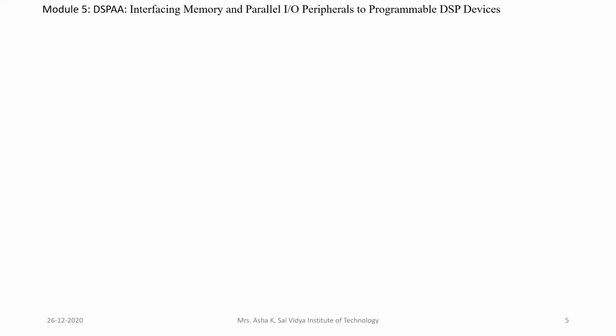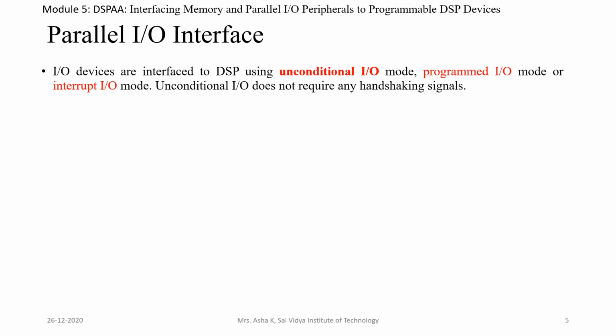Now we will discuss the parallel input-output interface of the DSP processor. Here the input-output devices are interfaced to the DSP using 3 different modes. The first mode is unconditional input-output mode. The second one is programmed input-output mode. And the third one is interrupt input-output mode.